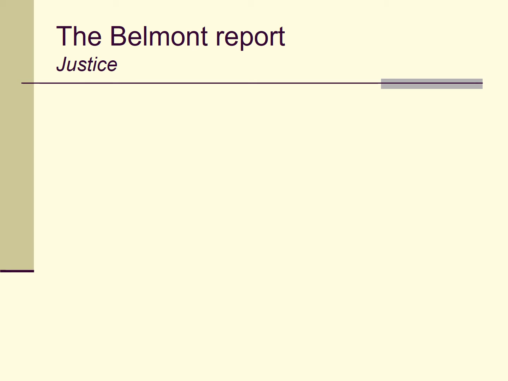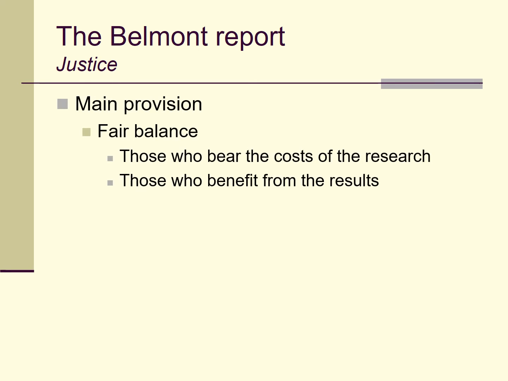Now, the third principle in the Belmont Report is justice, and as I see it, there's really one main provision here, and that is a provision that we find a fair balance, such that the people who bear the greatest costs or risks associated with research or indeed with testing also garner the greatest benefits or rewards associated with the results of that research or in that testing.